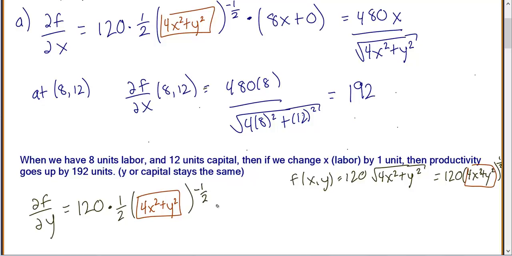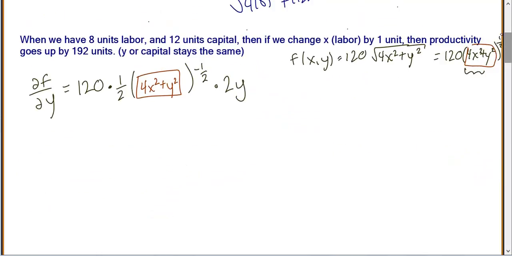And we drop our power by 1. Now times it by the derivative of whatever was inside the box. Remember, x, or x squared, is just a constant, so it's like we just had a 4 sitting there, and the derivative of 4 would be 0, so the derivative of 4x squared is 0, and the derivative of y squared is 2y. So in this case, 120 times 1/2 is 60, times 2 is 120, and we're back at 120y over the square root of 4x squared plus y squared.